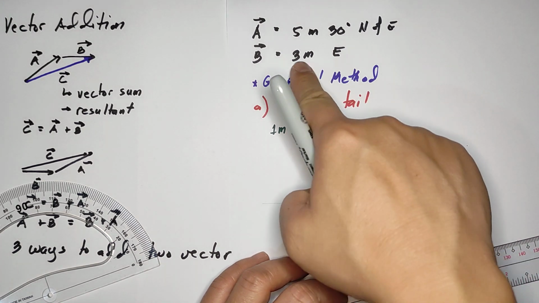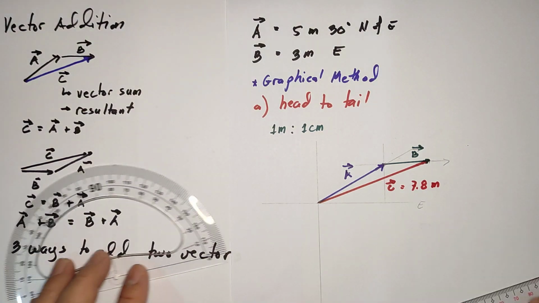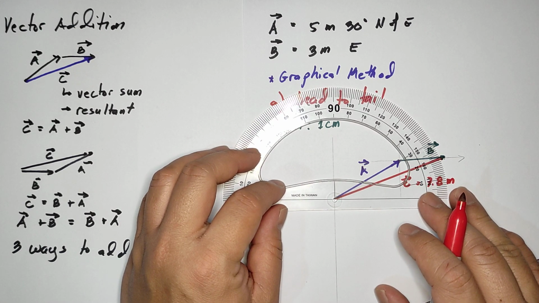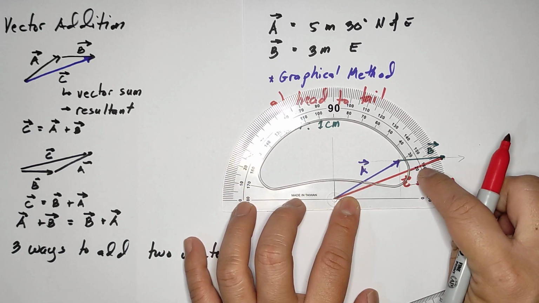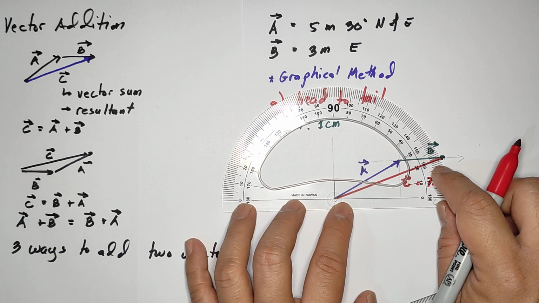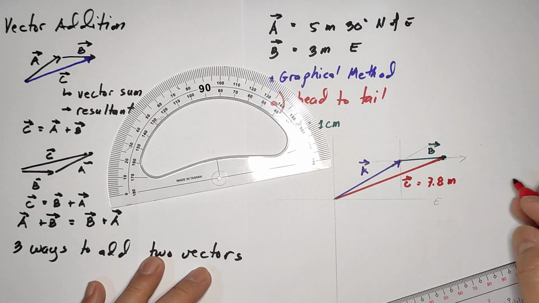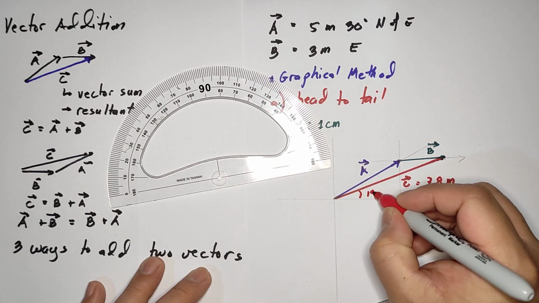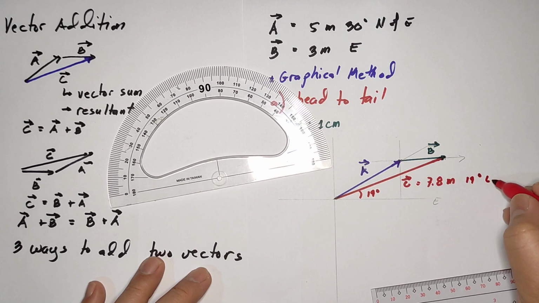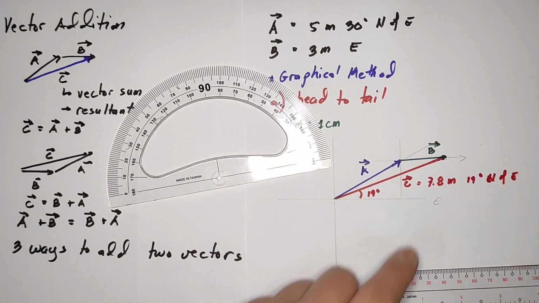So to translate that here, that is 7.8 meters. And how many degrees? So I will just get my protractor, then measure it. Of course, this is not accurate anymore. So approximately 18 to 20, let's make that 19 degrees. So 19 degrees north of east. So that's my vector C.